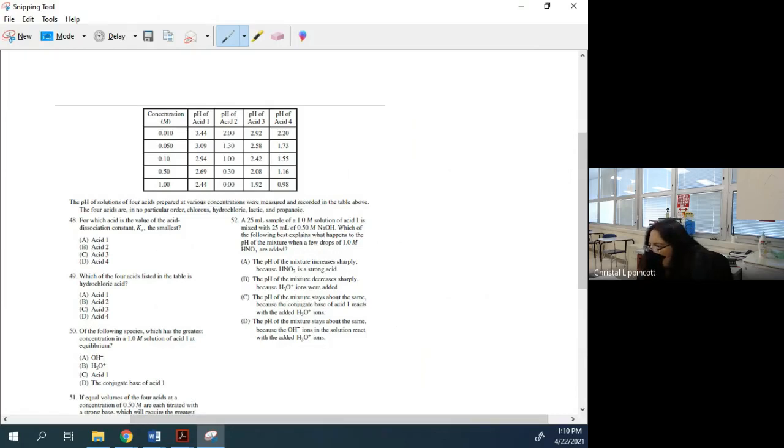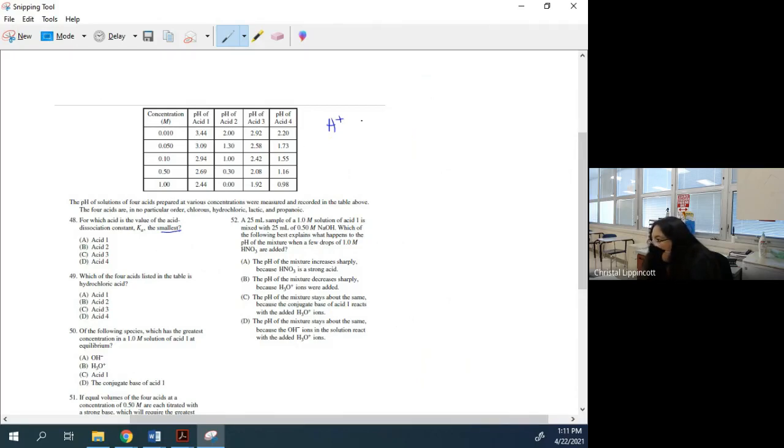Okay, so pH of solutions of the four, we've got these different guys here. For which acid is the value of the acid dissociation the smallest? Well, we can tell here that the dissociation for this guy is going to be the smallest. We can pick any of these values, it doesn't matter, but we can see everywhere that acid 1 has the highest pH. If it has the highest pH, that means it has the fewest H plus ions coming off out of all of these guys.